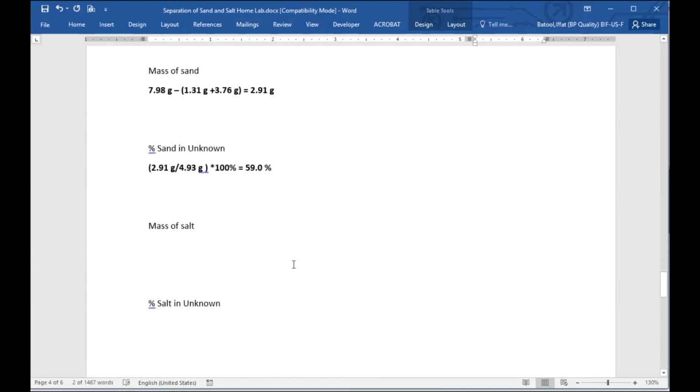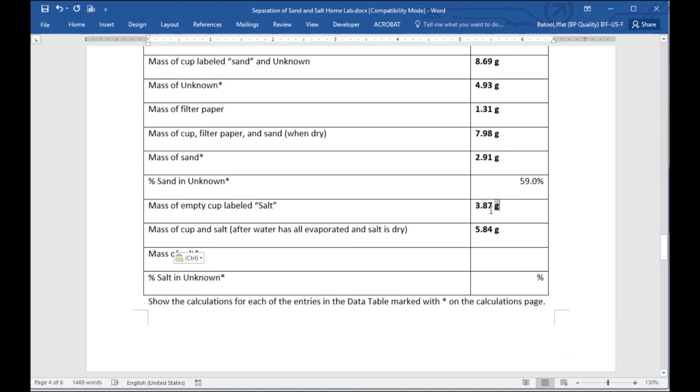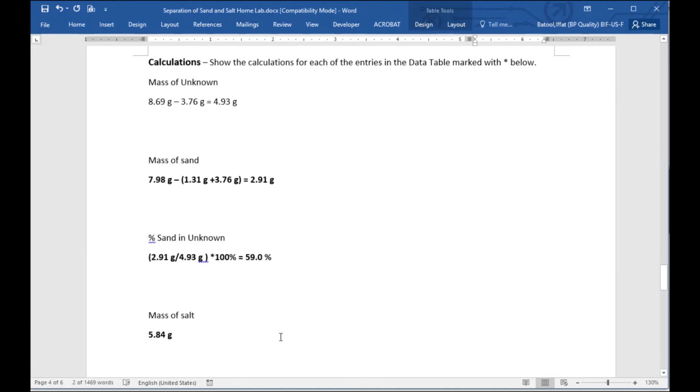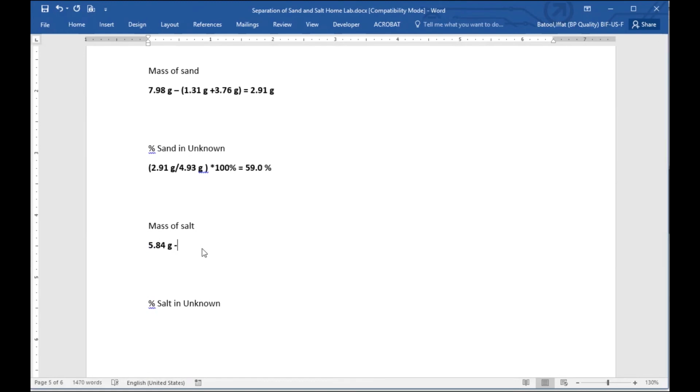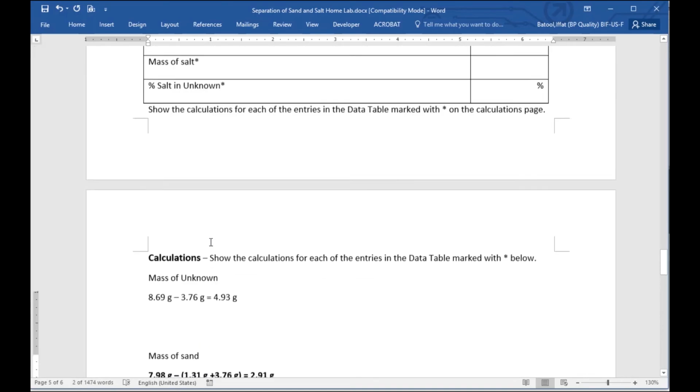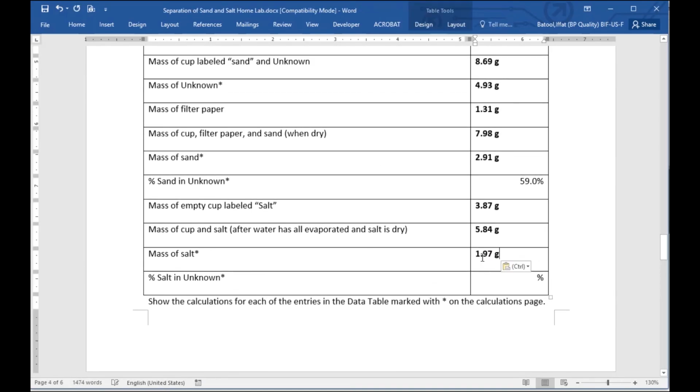So mass of the salt will be mass of cup plus salt minus mass of empty cup. And then you just subtract these numbers. So 5.84 minus 3.87 will be 1.87, sorry, 1.97 grams. So this will be your answer for mass of salt.